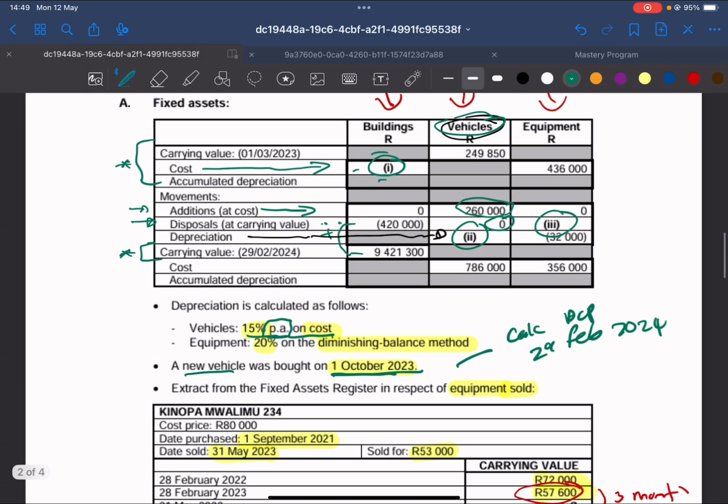And if you go here, you'll see that you have the cost of the vehicle that were bought in the current financial year, which is 260, but you don't have the cost of the vehicle that were there at the beginning of the year, right? They shaded this area, meaning that we don't have the cost, but you have the cost at the end. They give you the cost at the end, which is 786,000, 786,000, right?